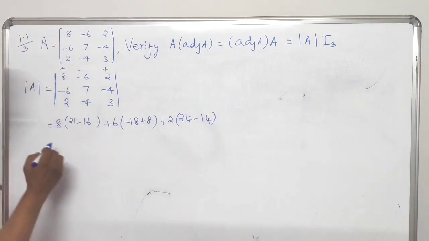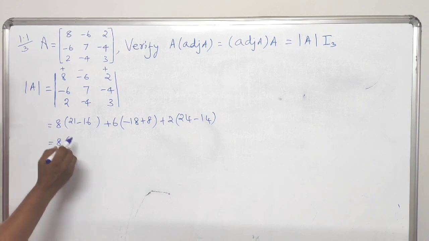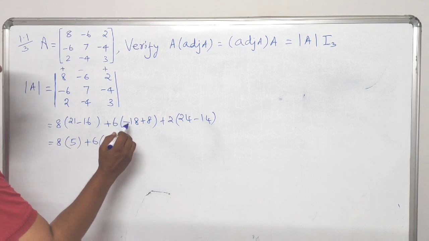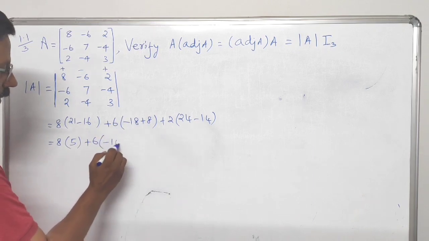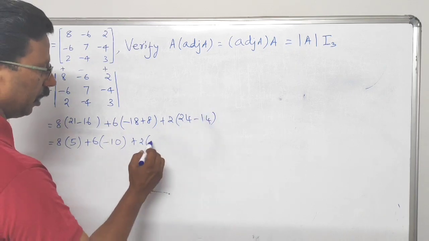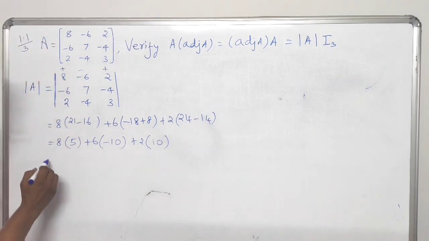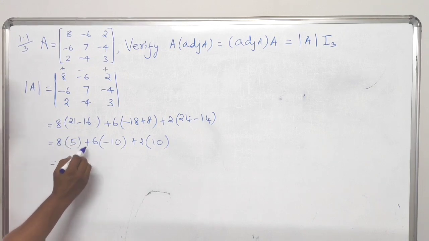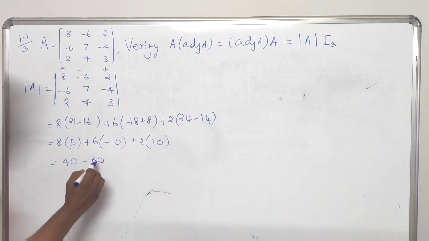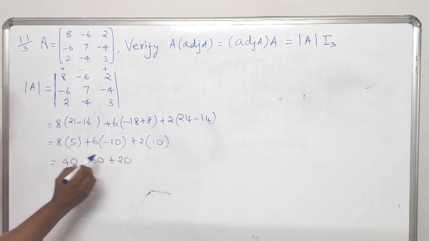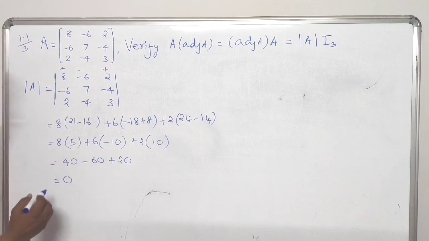Now it is equal to 8 into 21 minus 16, equal to 5, then plus 6 into minus 18 plus 8, which is equal to minus 10, then plus 2 into 24 minus 14 gives 10. Now after that we can write 8 5s are 40, then minus 60, then plus 20. Now the sum of these three things gives 0. Therefore, determinant A is equal to 0 we got.